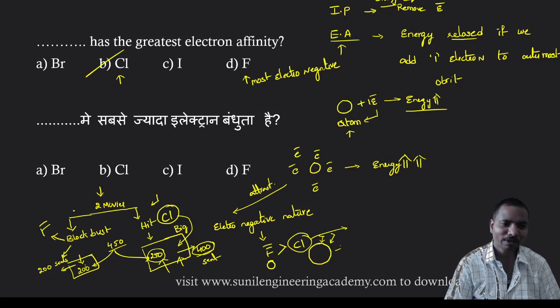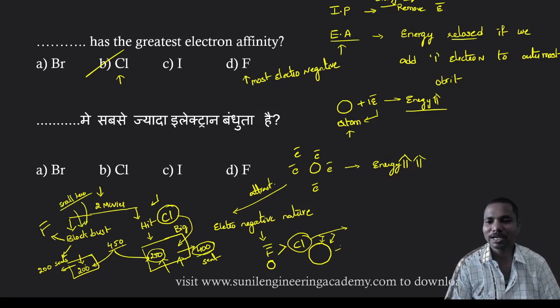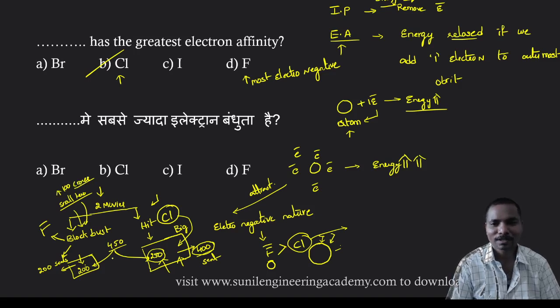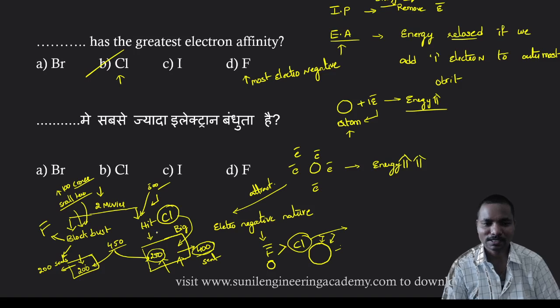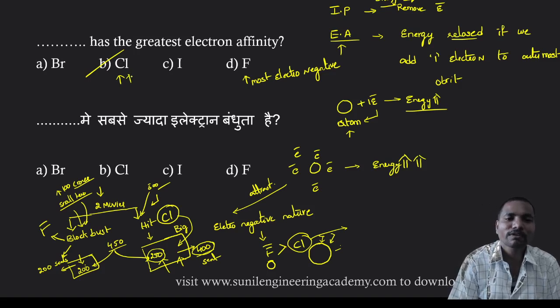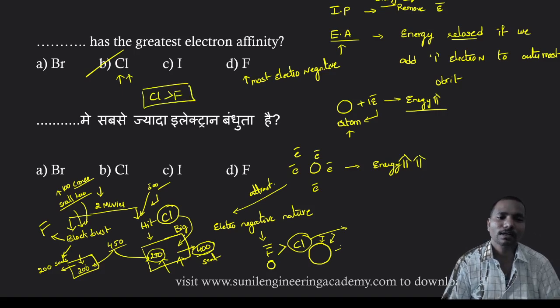That means any small hero who gets a blockbuster hit gets maximum 100 crores. Any superstar, even with just a hit or average film, will get 500 or 600 crores, like that. Correct? In the same way, chlorine's size is much bigger than fluorine's, so it has the greatest electron affinity.